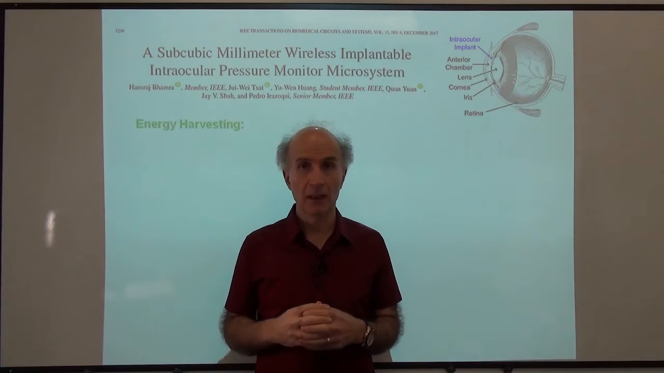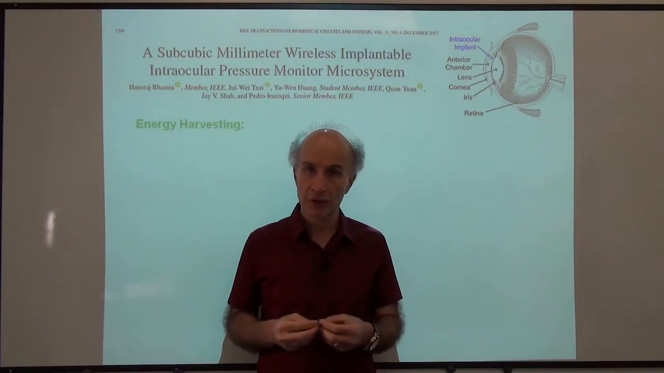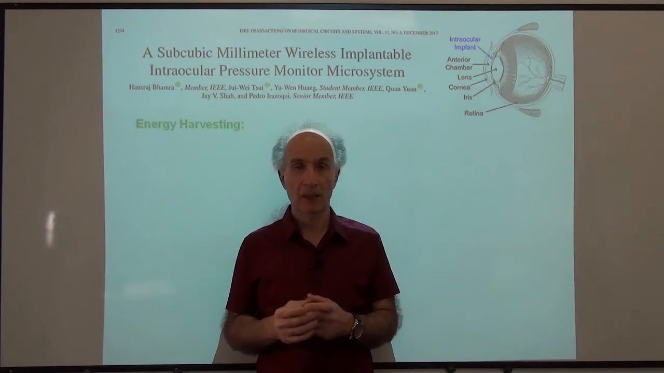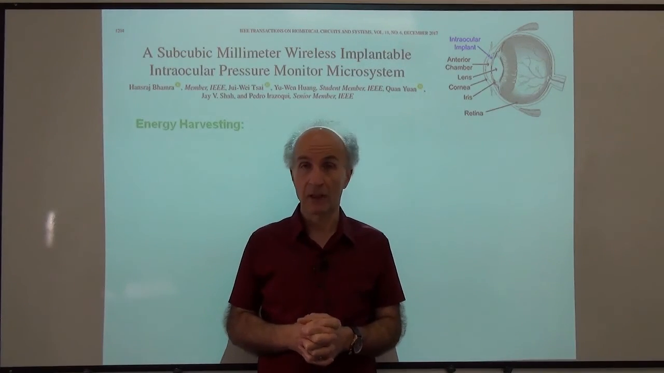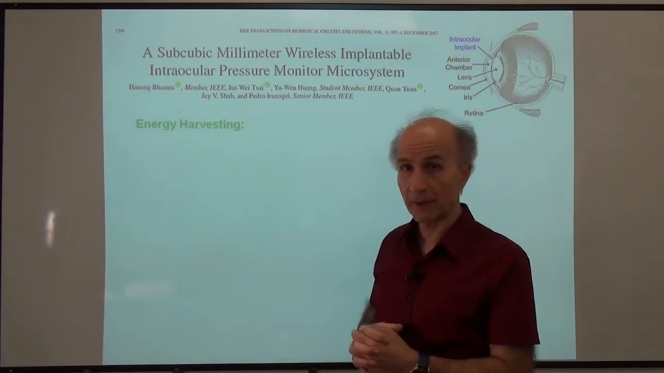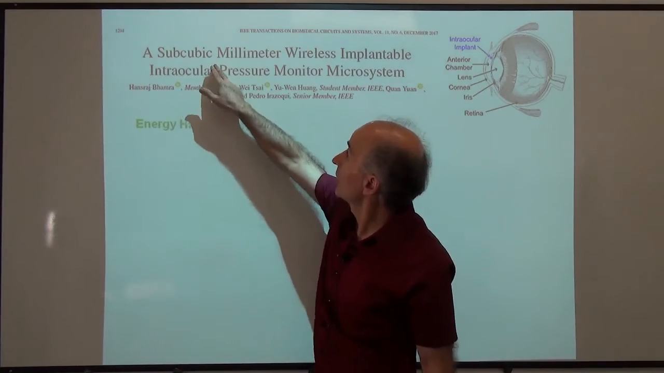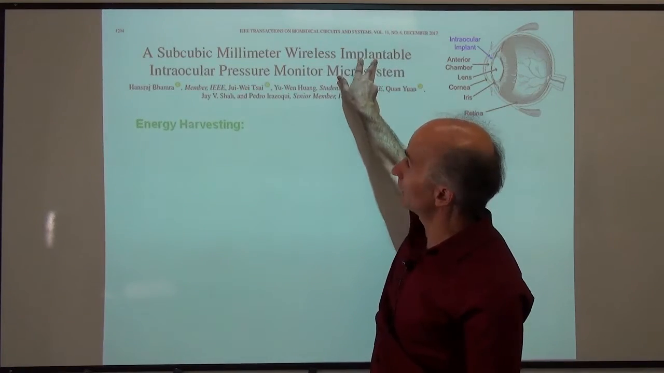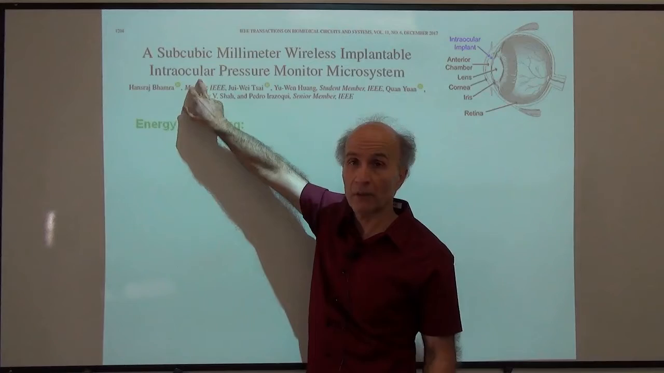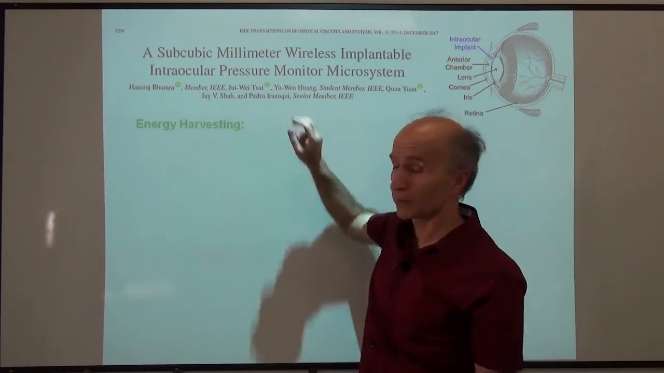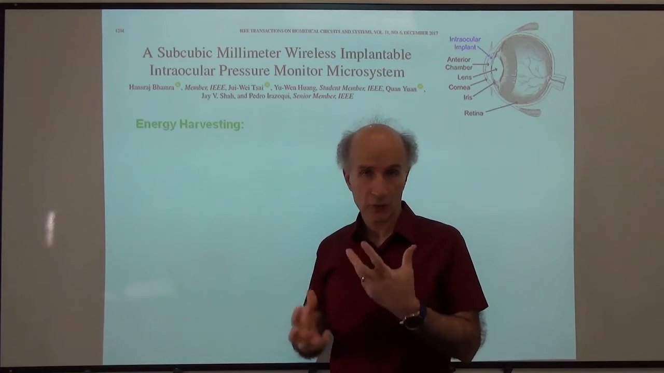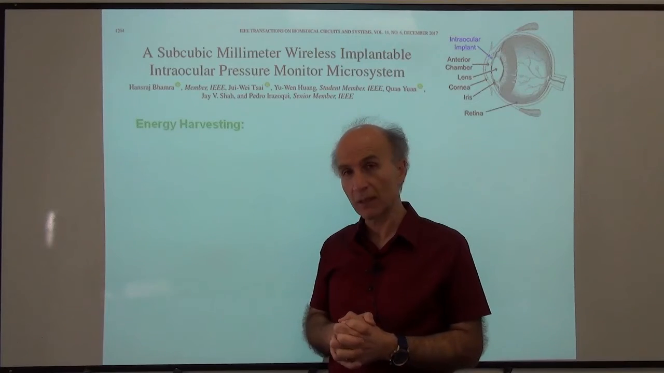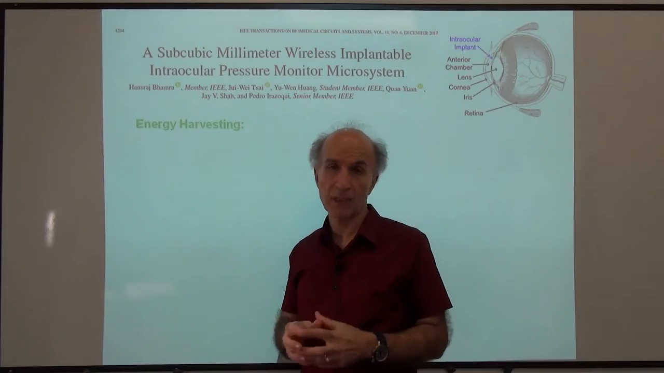There is interest in the ability to measure the pressure inside the eye, because that pressure is an indication of various ailments, various diseases that the eye may have. And in this paper, they deal with that. This is called a subcubic millimeter wireless implantable intraocular, which means within the eye, pressure monitor. So we want to measure the pressure inside the eye. All right, so of course, measuring the pressure itself is very challenging and very interesting, but we have a very simple and also challenging problem as well.